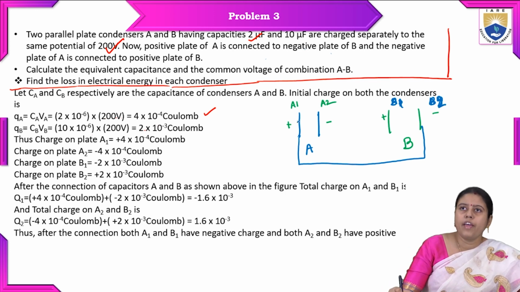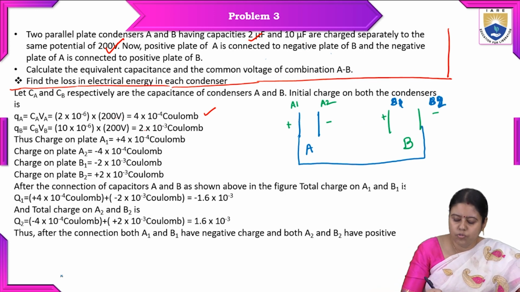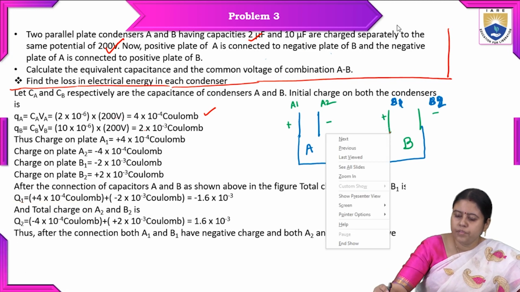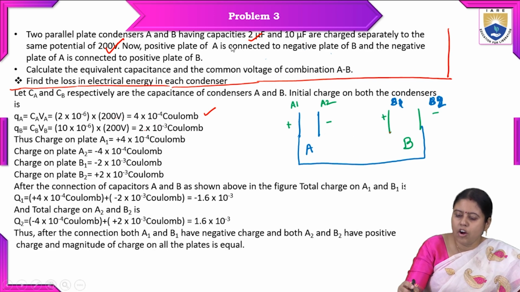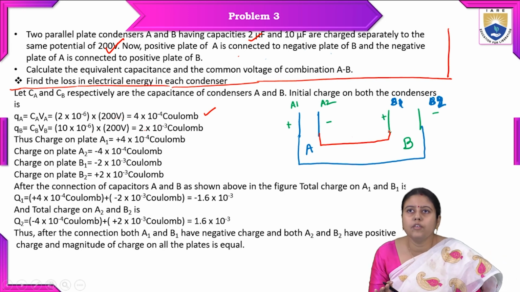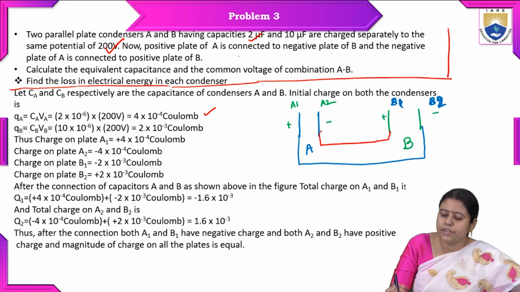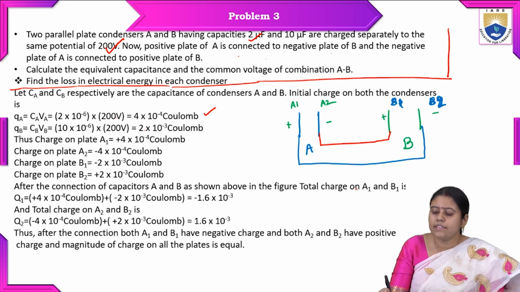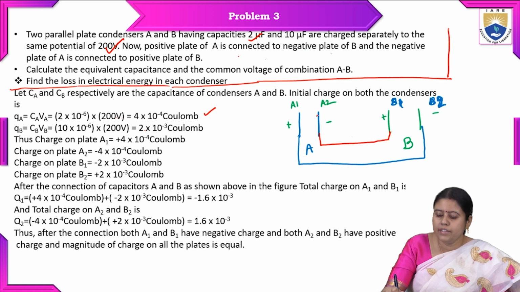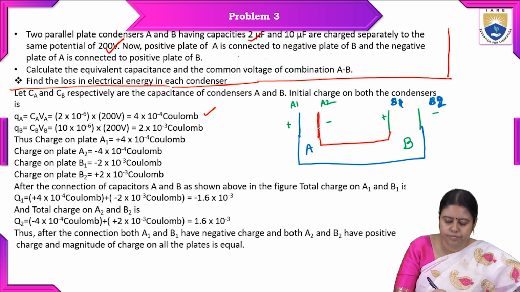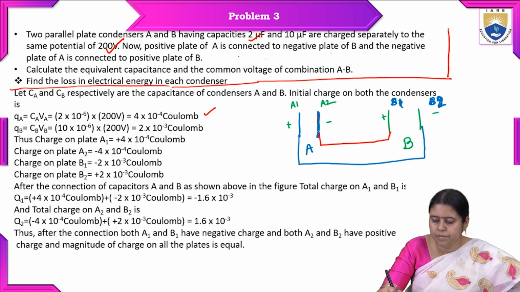So the positive plate of A is connected to the negative plate of B, and the negative plate of A is connected to the positive plate of B. So this is the new connection. This is the two capacitors, blue and green. A1 is connected to B2 and A2 is connected to B1. This is the capacitor plate. This is the capacitor plate.